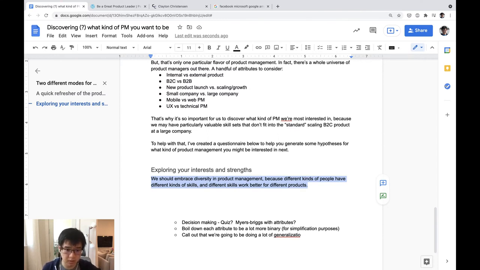It actually really matters because people who are much better at working with external stakeholders are not necessarily going to succeed as internal platform PMs. And people who are much better at working with internal colleagues, they're not necessarily going to succeed in working with end users who sit outside the company, right? And that's okay because we do need to have both kinds of products.